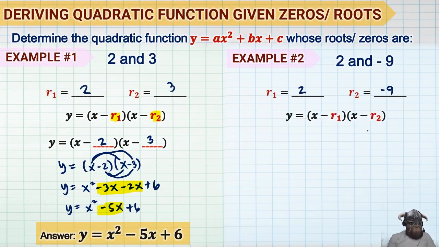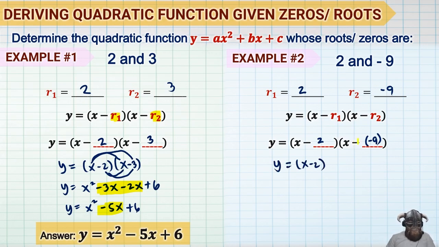Next, ito yung working formula ulit natin na dinerive natin kanina. So we just need to replace or substitute R1 and R2 on this part. So R1 is positive 2 and R sub 2 is negative 9. So sulat natin ang buo negative 9 kahit may minus pa dyan. Huwag kayong malilito. Next, so rewrite lang natin y is equal to x minus 2.